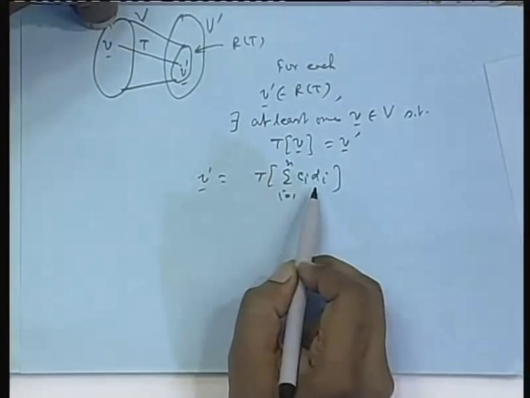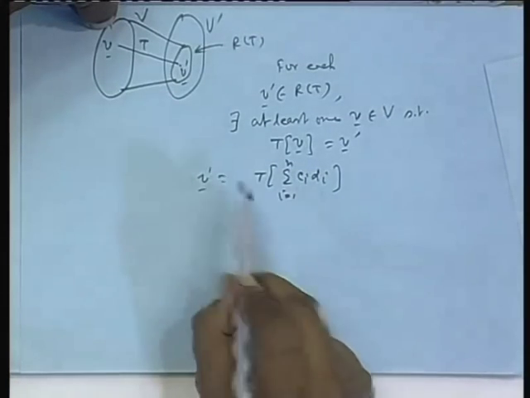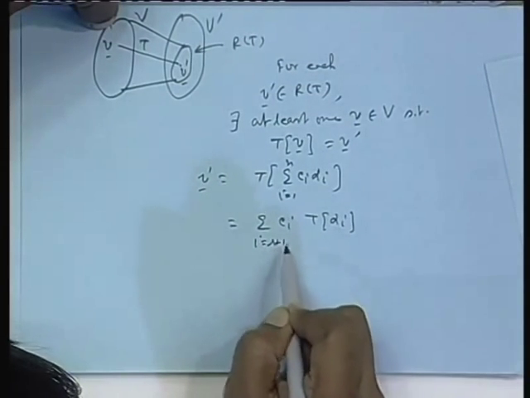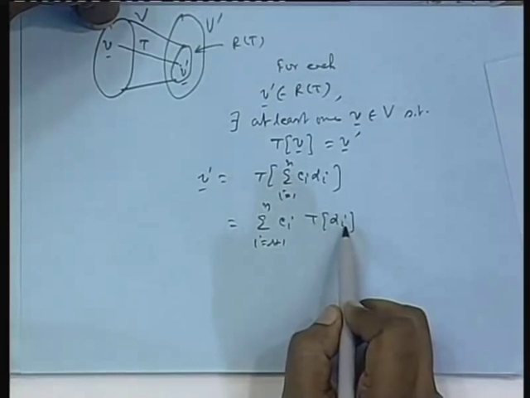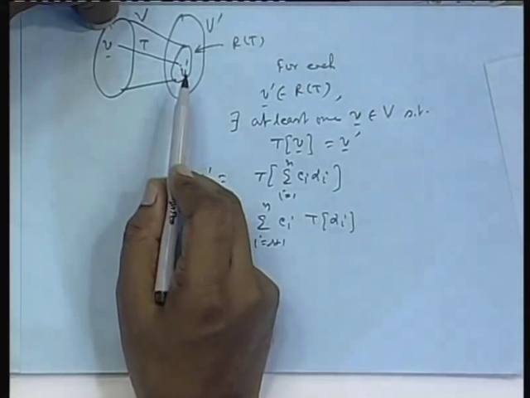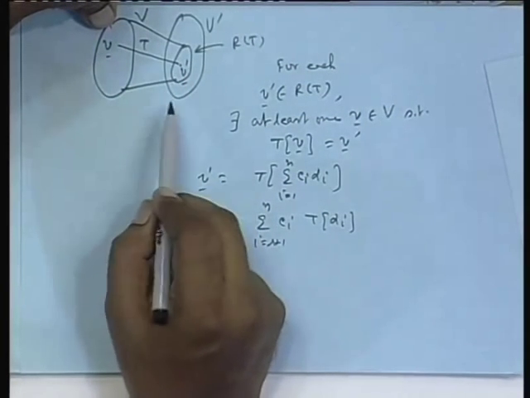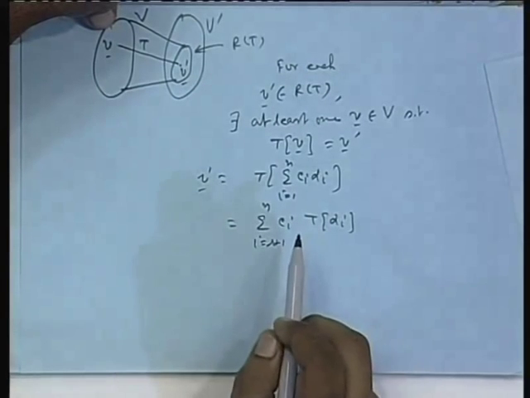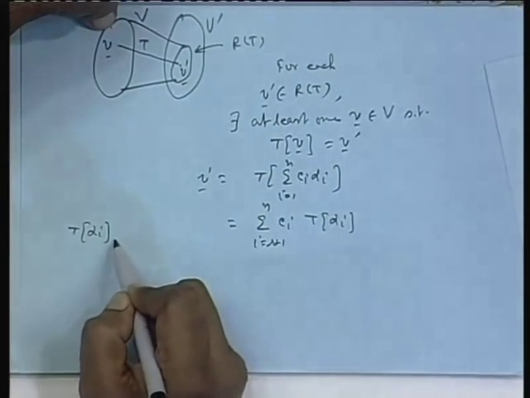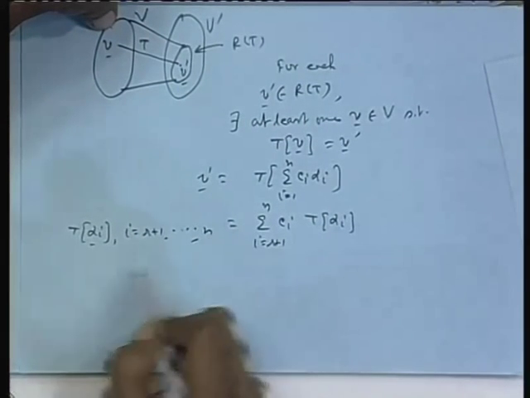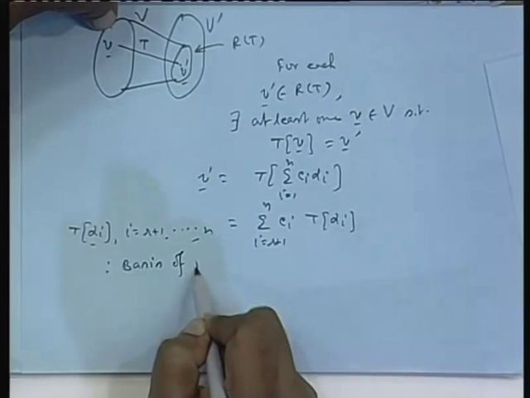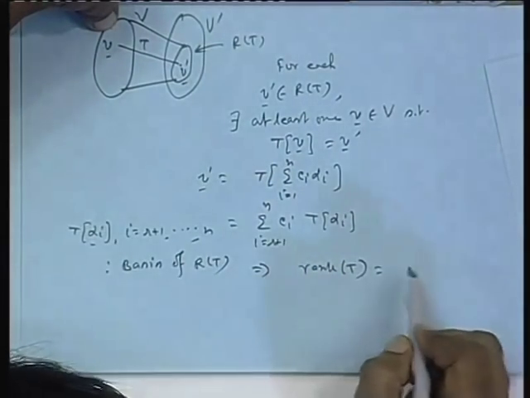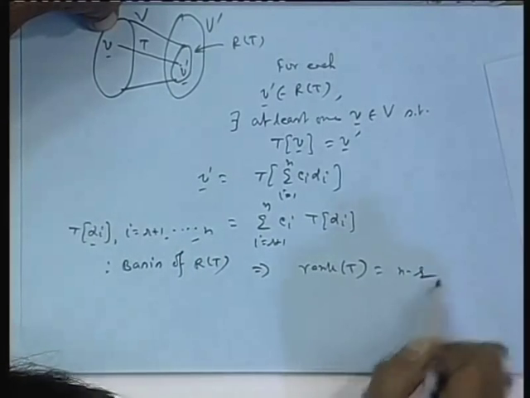Now, using linearity, I can apply T on each of the alphas, but from alpha 1 to alpha r, they belong to the null space. So, T working on them will give you 0. So, essentially what you get is the sum of c i T alpha i, i equal to r plus 1 to n. Earlier I have shown that T alpha i from r plus 1 to n is a linearly independent set. And now I show that not only is it linearly independent, any vector v prime belonging to R(T) can be written as a linear combination of those linearly independent vectors. This proves that T alpha i, i equal to r plus 1 dot dot dot n, is a basis of R(T). That means the rank of T, which is the dimension of R(T), is nothing but the total number of elements in this basis, which is n minus r.